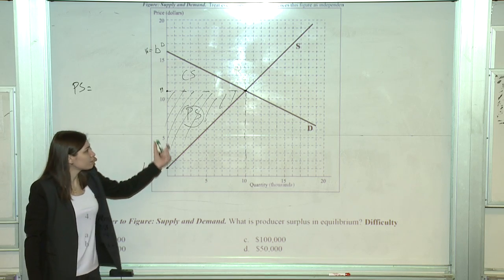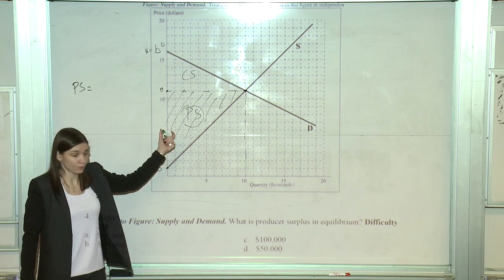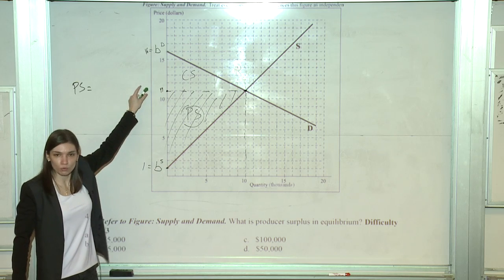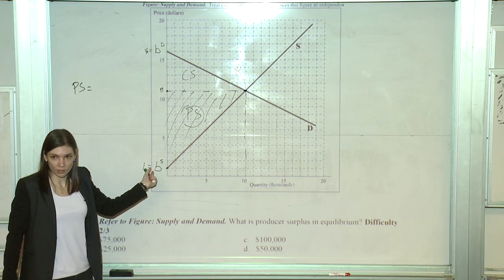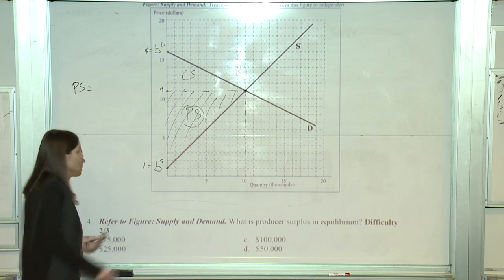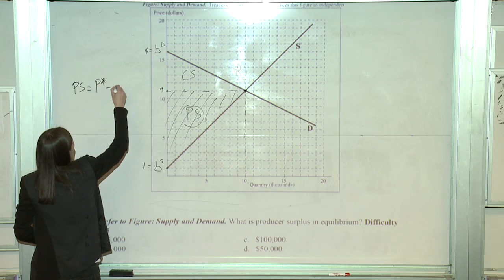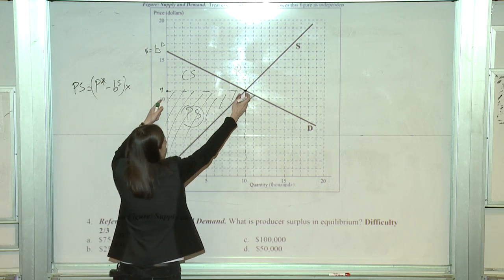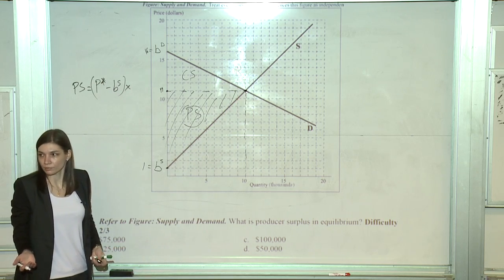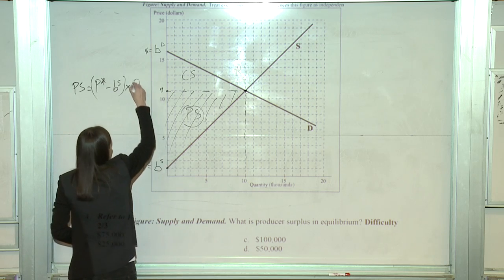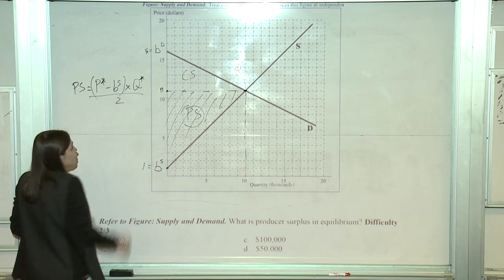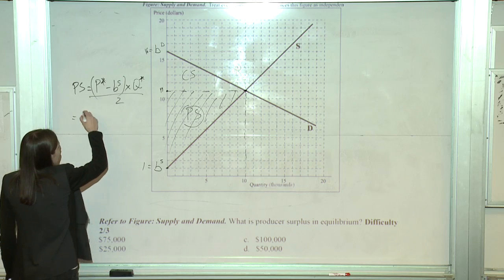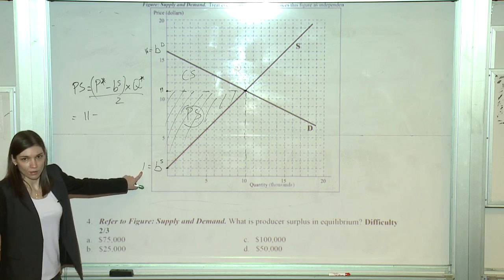So to find the area of this triangle, to find producer surplus, the length of this side is just the difference between the price in equilibrium and the intercept of the supply curve. So it would be the equilibrium price minus the intercept of the supply curve, times, and this side of the right triangle is just the quantity in equilibrium, so times the equilibrium quantity, divided by 2. And that's all there is to it. Now I just substitute. I know equilibrium price is 11. The intercept of the supply curve is 1.